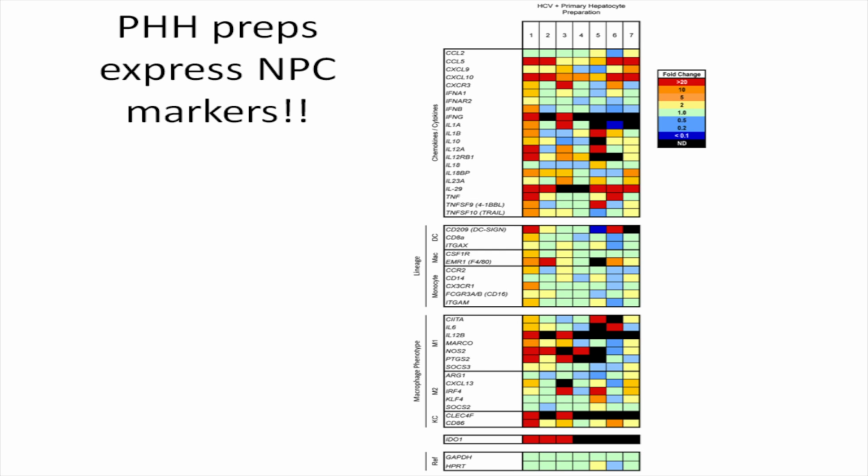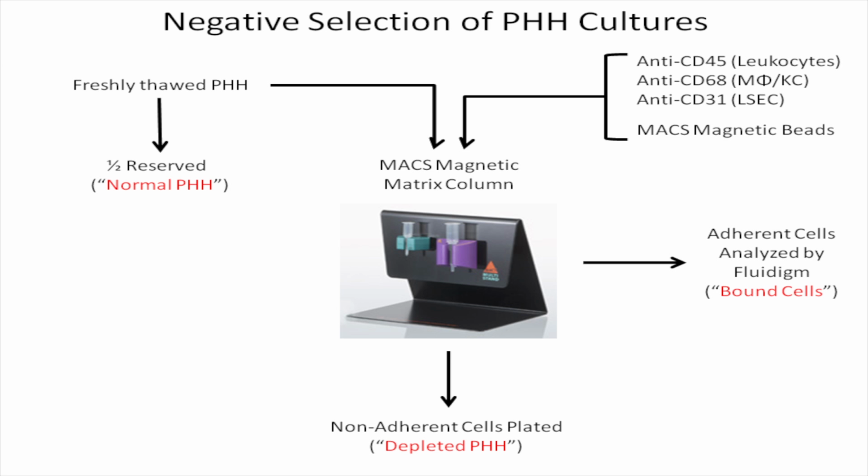So to figure out the role of these non-parenchymal cells and interferon on the CXCL10 story, we decided to attempt a negative selection of these primary hepatocyte cultures. So this is a commercial prep from Invitrogen. We took half of these liver cells and just didn't do anything to them. So that's the standard or normal primary human hepatocyte preparation.